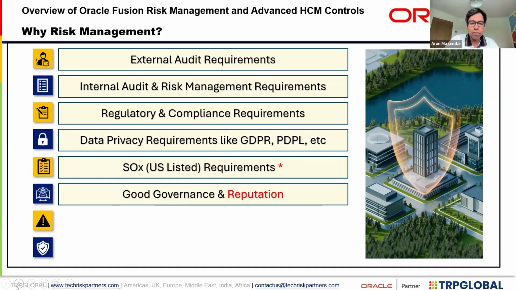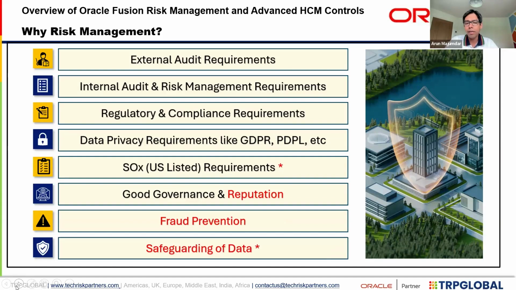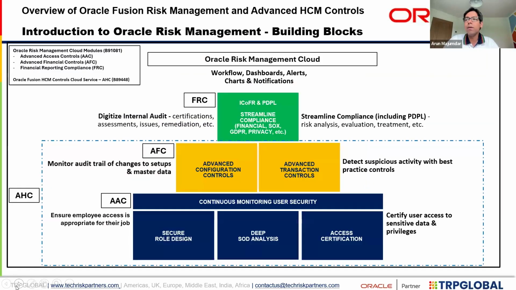And then at the bottom you go to the list around good governance, reputational safeguarding of information, and definitely fraud prevention. So these are some of the drivers for risk management. As I said, some organizations have more requirements than others. Some are looking to solve one or two problems, some are looking to solve, if not all, most of the problems. So when building the business case for risk management, I think these are some of the considerations.